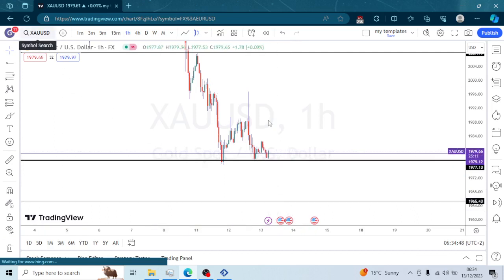You guys can see, I just wanted to show you that the same concepts we use on those other assets also apply on gold as well, right? Top down analysis. Basically, you get your bias from a higher time frame.